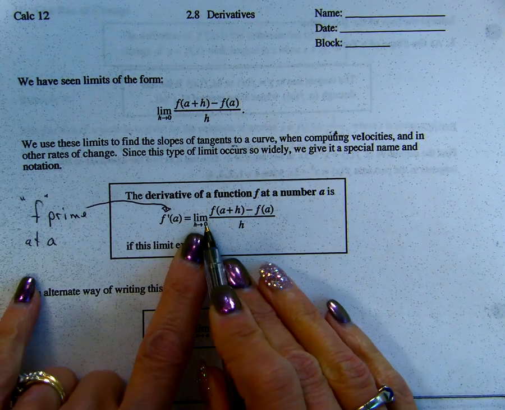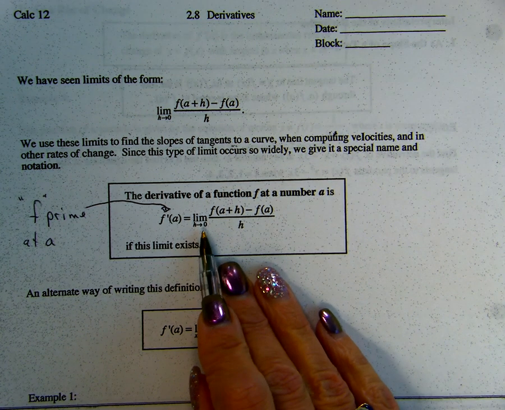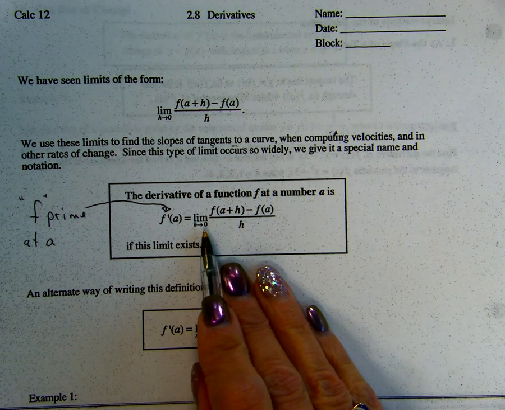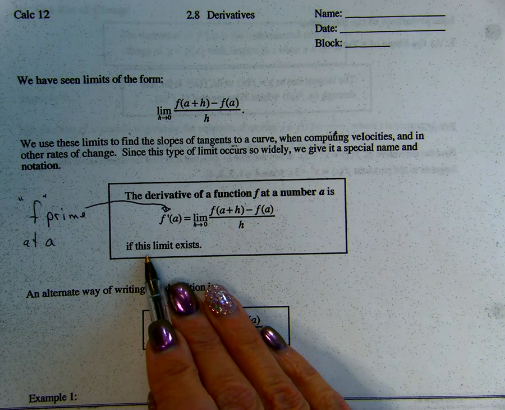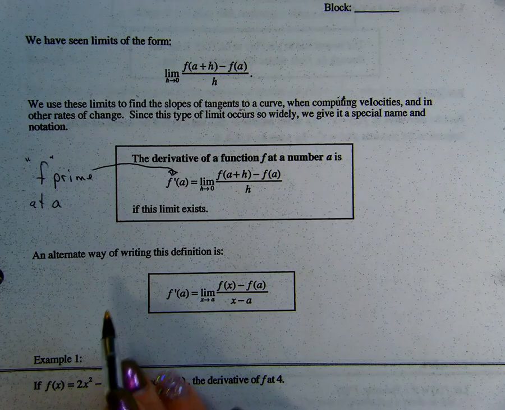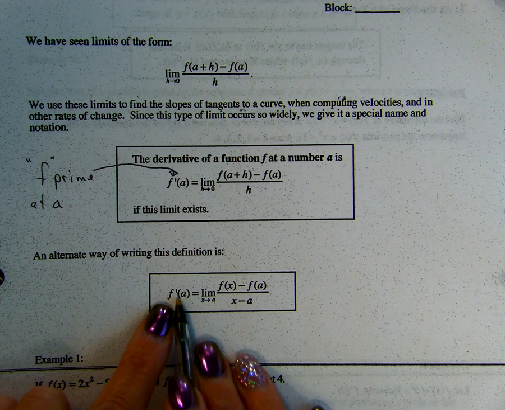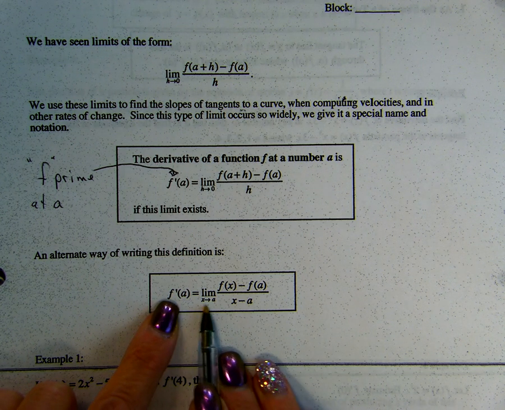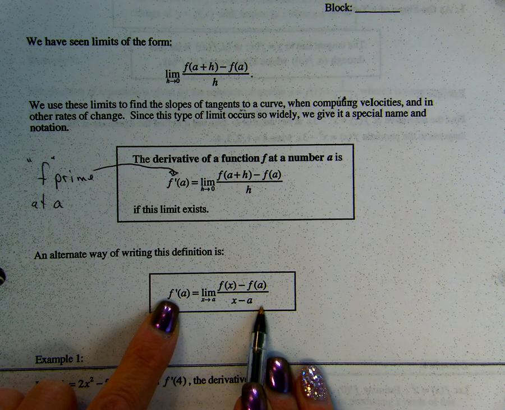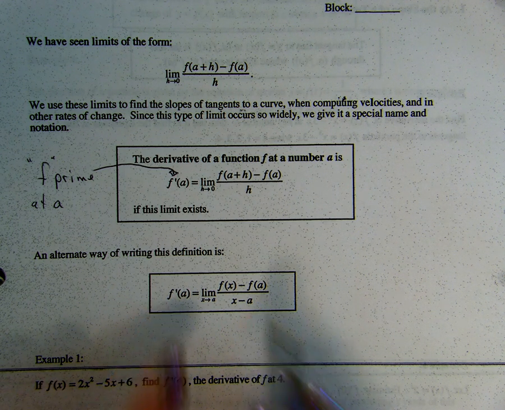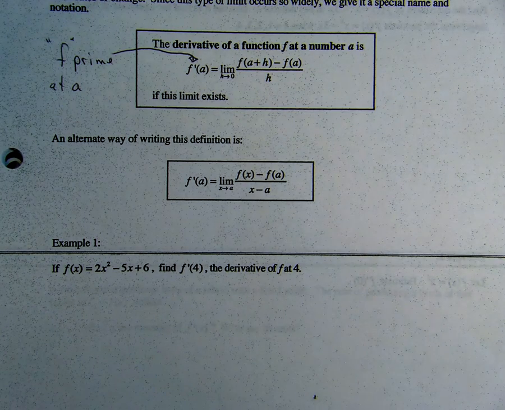And what is f prime at a, or the derivative of f at a? It's the limit as h approaches 0 of the function at a plus h minus the function at a all over h, if the limit exists, because it doesn't always. An alternate way of writing this definition, f prime at a, is the limit as x approaches a of f at x minus f at a all over x minus a. It's the same thing.